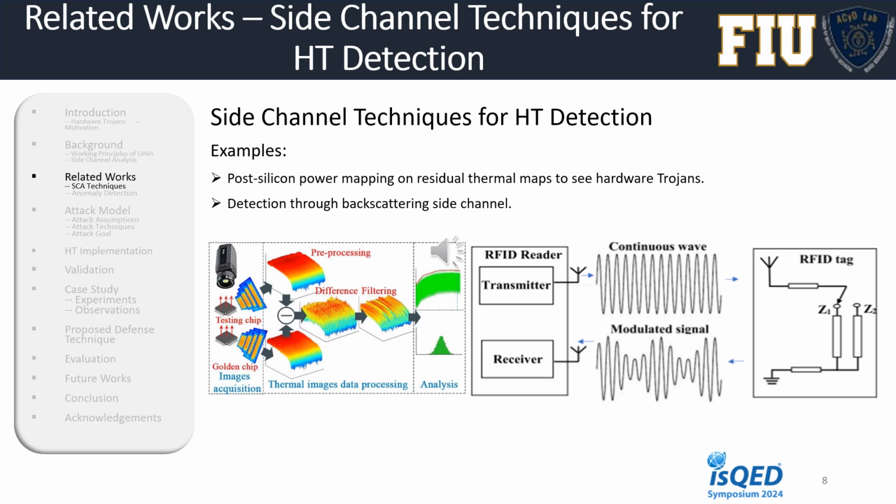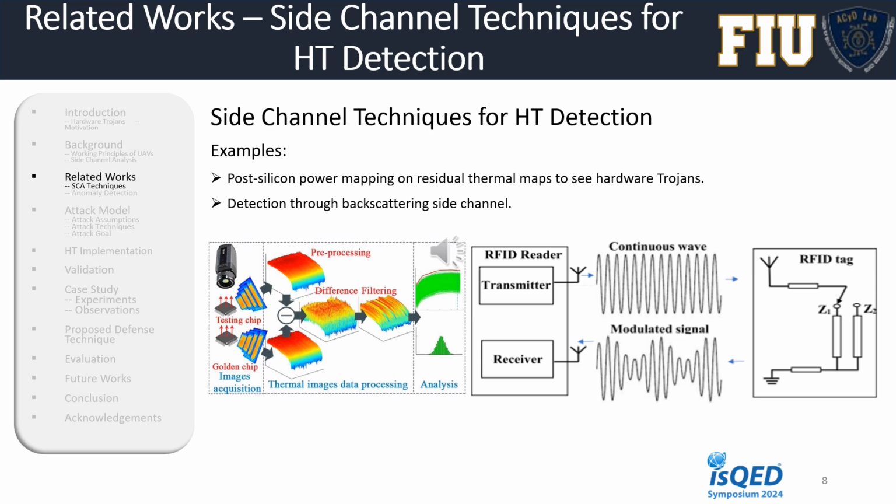Another example of a side channel technique for hardware Trojan detection that's been published is detection through backscattering side channel. The way this would work is we would have an RFID reader that consists of a transmitter and a receiver. The transmitter would send a continuous wave over to the RFID tag on the device. In this case, it would be on the chip. And then we would get a modulated signal back to the receiver on the RFID reader. Based on the results that we get from this backscattering technique, we are able to discern if there's a hardware Trojan or not.